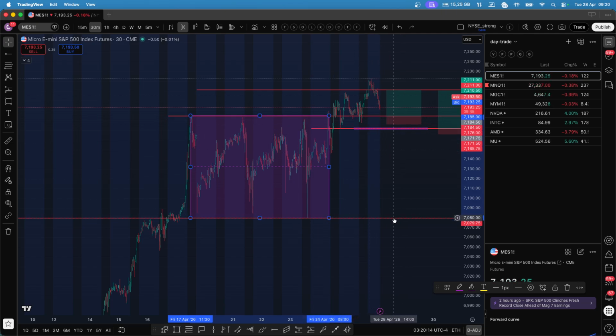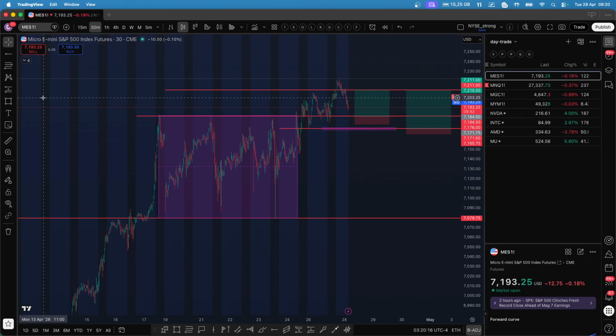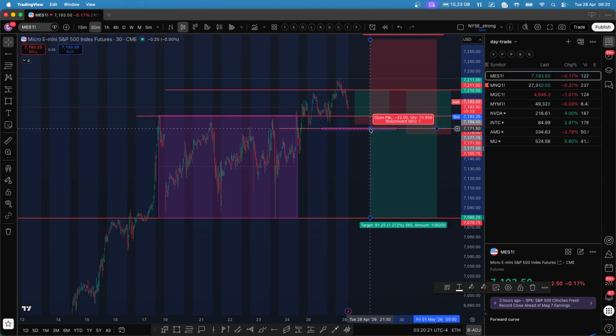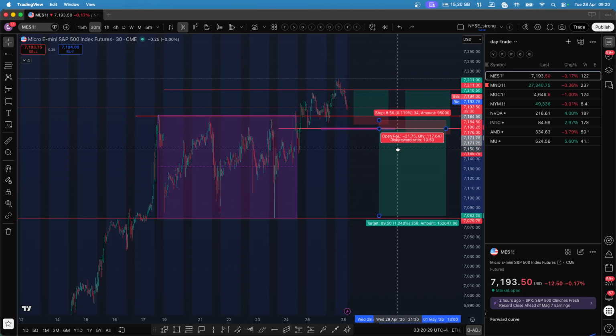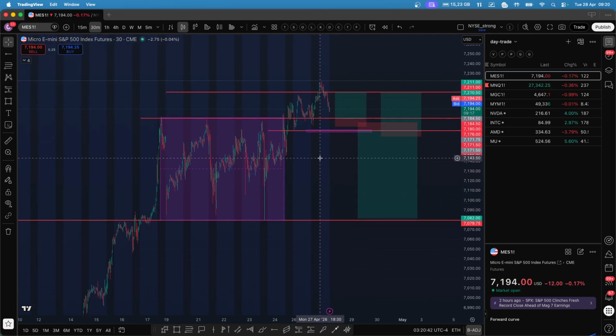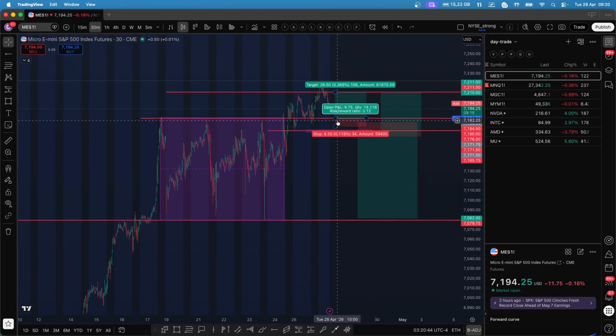So that target can be 7080. So for the short opportunity below 7170, it can work out for the target of this one. So huge risk to reward, but we should get a good movement towards the downside, clean breakout, followed by a retest, and then continue going lower. So these are the three plays I'm interested in.